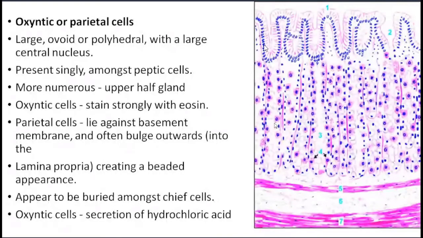हाँ ठीक है. So you can see the oxyntic or the parietal cells. These are the large cells, ovoid or polyhedral cells. We can say central nucleus. These cells present singly amongst the peptic cells. यहाँ पे बड़े बड़े peptic cells दिख रहे हैं. ये वाले जो blue cytoplasm वाले, इसके बीच में pink color के cells दिख रहे हैं. That is mostly singly present. So these cells are mostly numerous in the upper half of the gland.